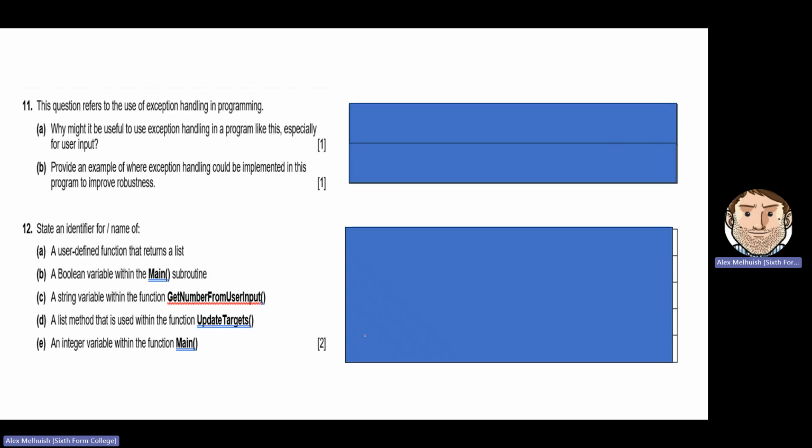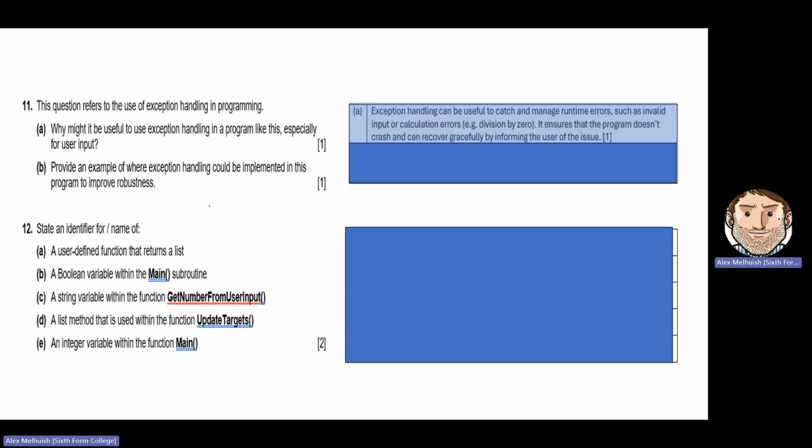The question refers to exception handling. Why might it be useful to use exception handling in a program like this for user input? So again, this idea of managing exceptions, that exceptions can be planned for by a programmer and should be anticipated. So in here, always good to use examples. So we've got that divide by 0 example that potentially could arise. And basically you want to be clear about the benefit of it: stopping the program from crashing and allowing the user to continue to use the program and maybe informing them of the issue that's arisen is kind of what we want to happen.